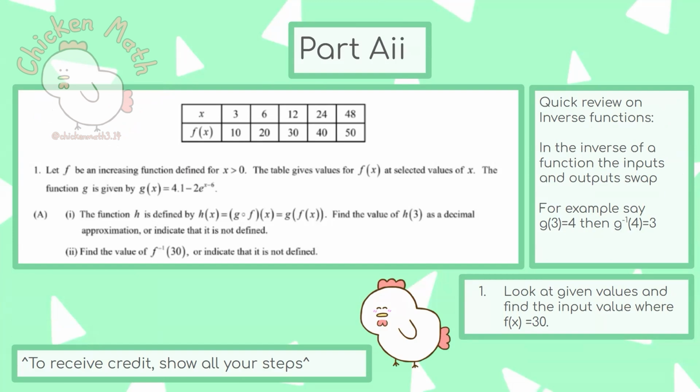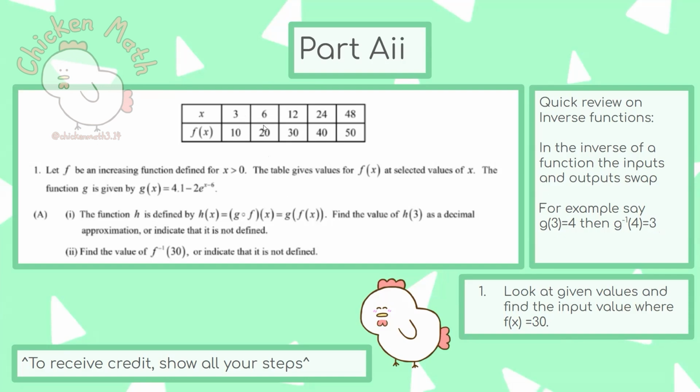Our next part is part A2. So find the value of f inverse 30 or indicate that it is not defined. So quick review on inverse functions. In the inverse of a function, the inputs and outputs swap. So an example would be g of 3 equals 4. The inverse would then be g inverse of 4 equals 3.